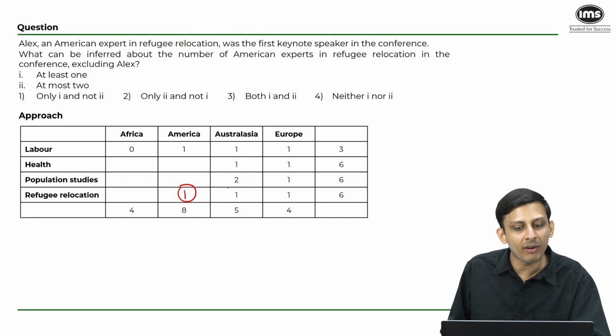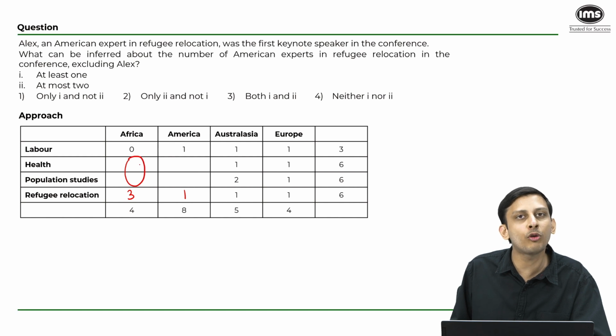Okay. Now, what will we get? These are 1 in refugee, 1, 1, 1, which is 3, 3 out of 6. Okay, and therefore the remaining 3 will come here. And now see the problem: in Africa the total is 4, out of which we will have 3 here. So only 1 will be remaining. But these 2 missing values, both of them have to be at least 1, so we will not be able to satisfy that. If we give one of them 1, the other one will have to be 0, which will not be valid as per the information. And therefore we can see that this situation, where Alex is the only American expert in refugee relocation, is not valid. So there has to be at least one other person, apart from Alex.